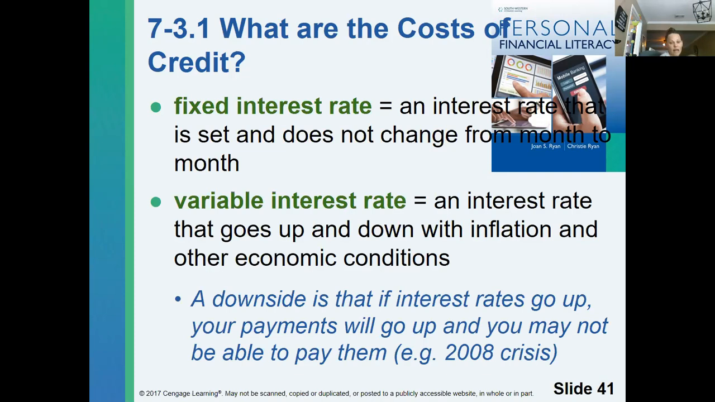So the downside is if the interest rate goes up, your payments will go up and you might not be able to afford them with the variable interest rate. So that happened to a lot of people in 2008 when we had a big crisis. People couldn't pay things and then our economy went down, but the interest rate went up, people's payments went up, they couldn't keep up. But again, the other side of that is if it goes down, your payments will go down as well.